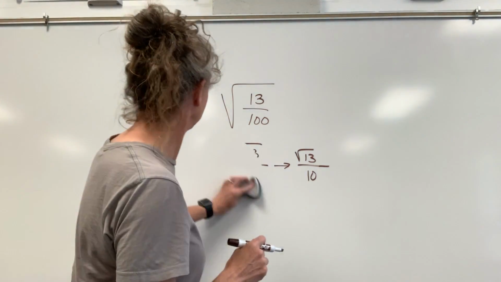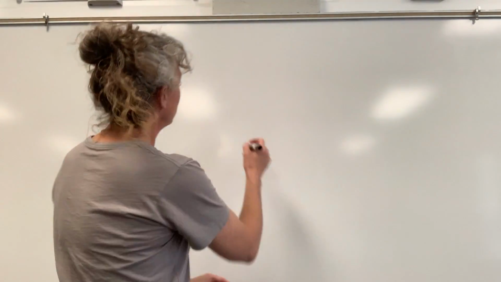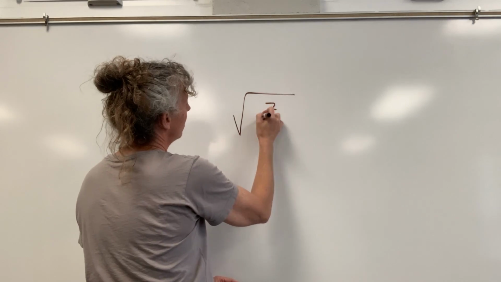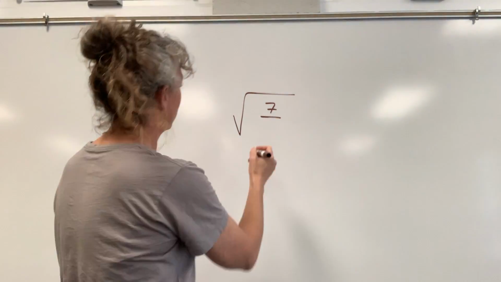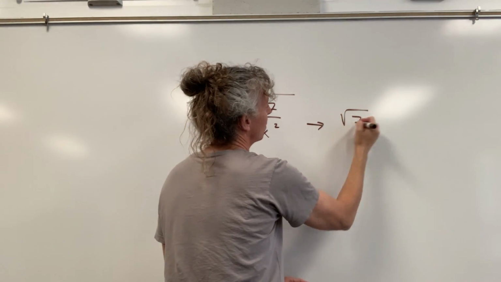Let's try B. 3b. Square root of 7 over x squared. Okay, remember, first thing we do is we give each of them their own square root.